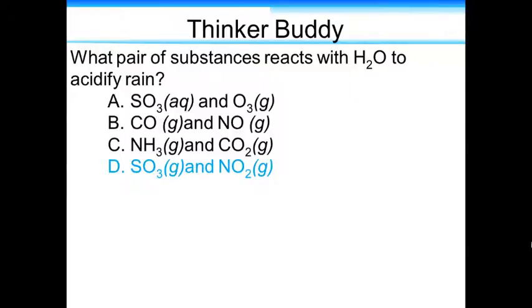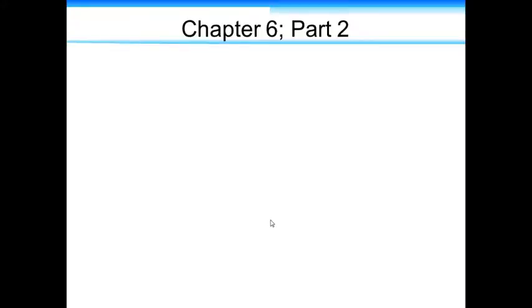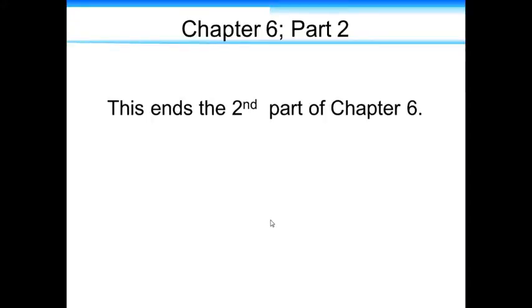The correct answer is D. It's our SOx and NOx compounds that are released into the atmosphere upon combustion, burning of coal, burning of fossil fuels, that will form these strong acids on reacting with water. This ends the second part of Chapter 6.